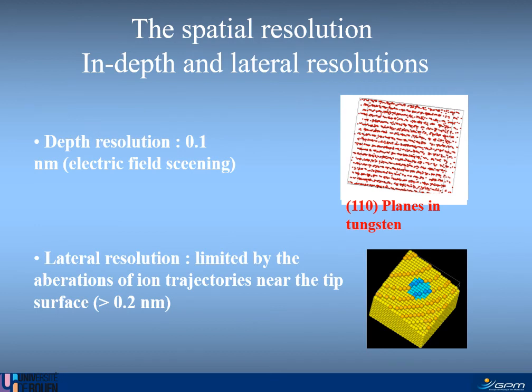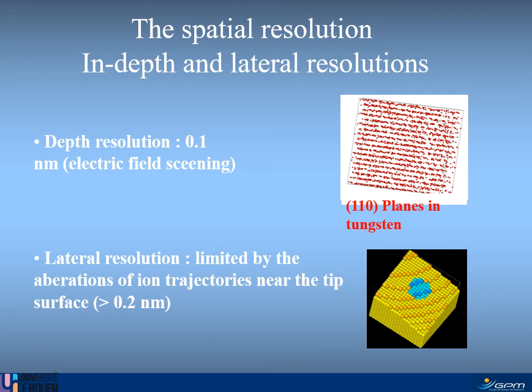So now let us consider the spatial resolution, and we have to consider 2 components: the in-depth resolution and the lateral resolution. The depth resolution is typically 0.1 nanometer, and this is controlled by the screening of the electric field. For instance, we show here an image, a reconstruction, where you can see the 110 planes in tungsten. So clearly, along the depth scale, you've got a resolution close to the atomic scale.